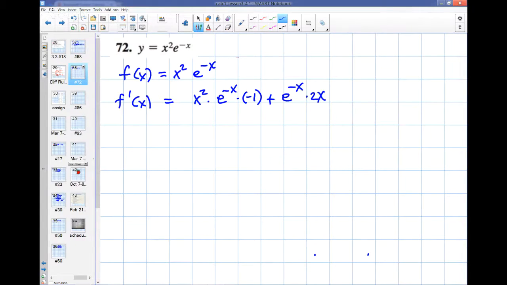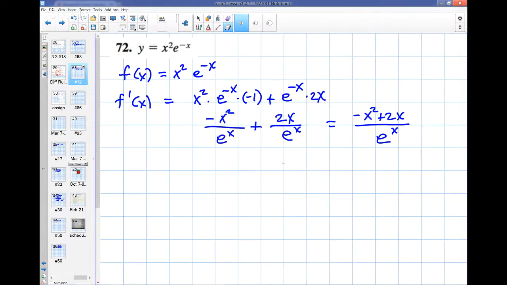Now, there are different ways to do this, but I would rewrite it this way. So this first term is negative, and e to the negative x is really the same as what? e to the x in the denominator. Same thing over here, e to the negative x. And so we could just bring this together over the common denominator. And I would say that would be a good place to finish that one up.